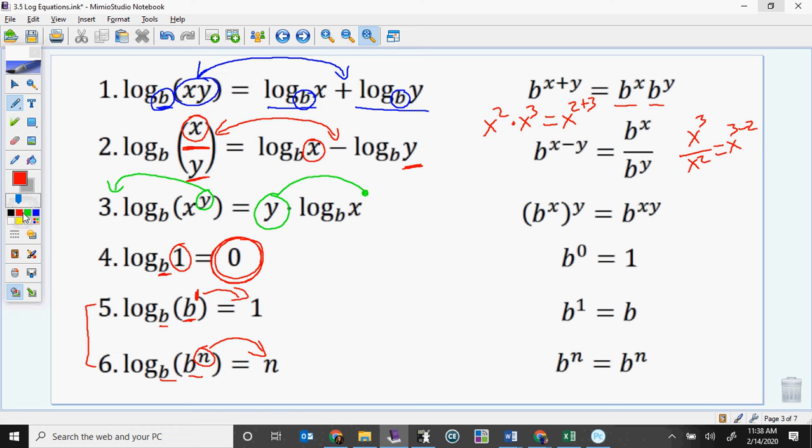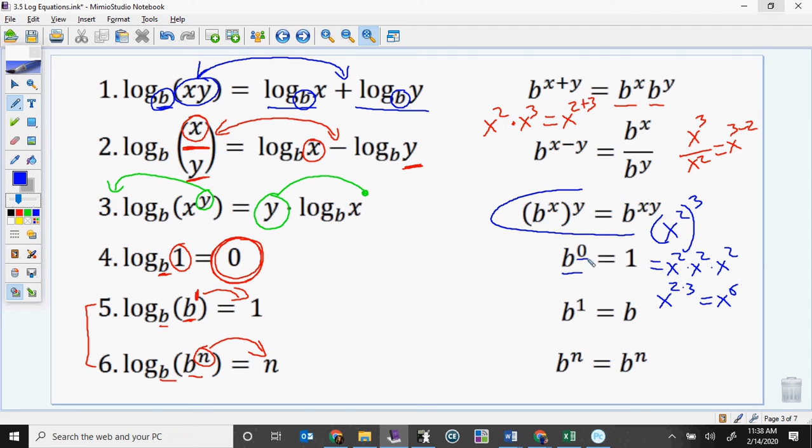If you have x squared cubed, well, that's the same thing as x squared times x squared times x squared, or the same thing as x to the 2 times 3, or x to the 6th. That's what this rule is saying.